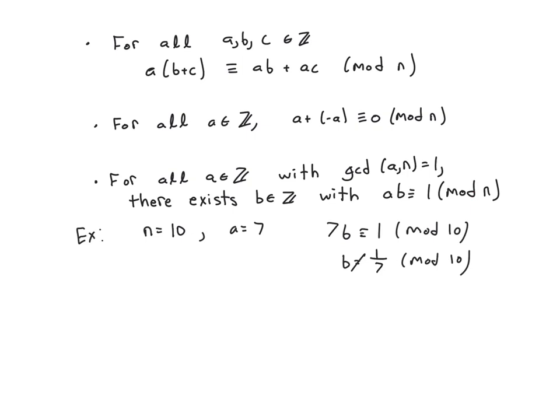In this case, you can check that b is 3, because 7 times 3 is 21, which is congruent to 1 mod 10, because when you divide by 10, you get a remainder of 1.